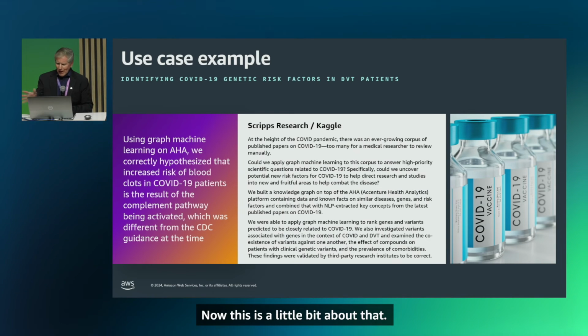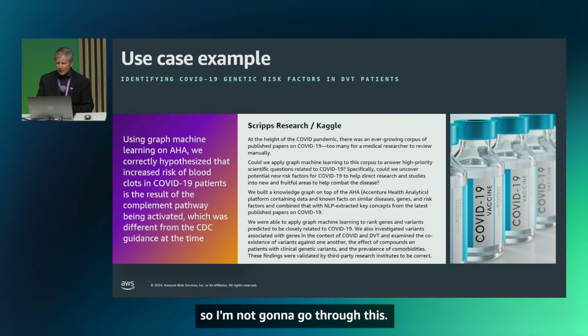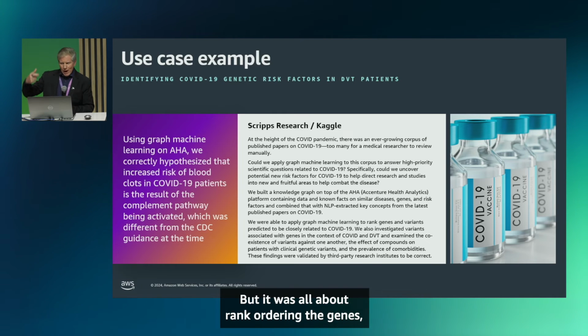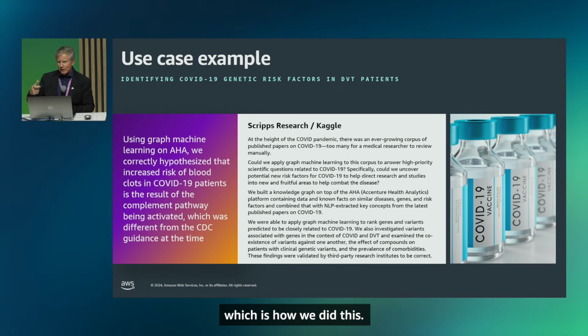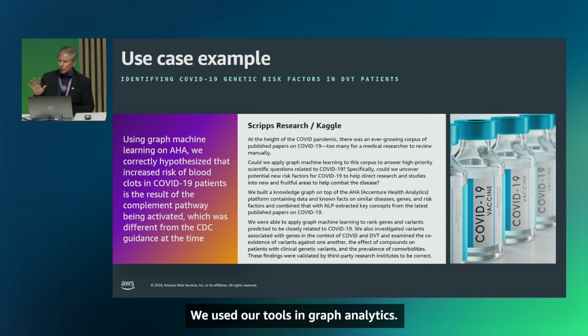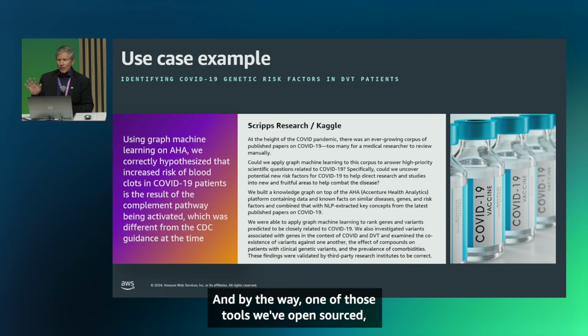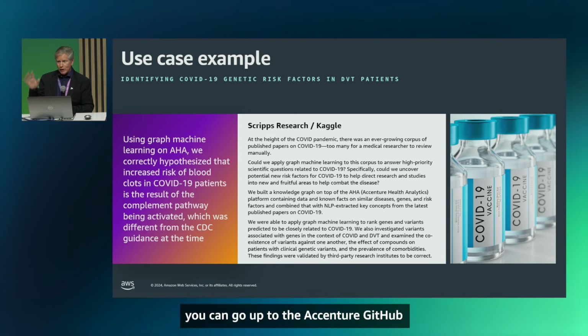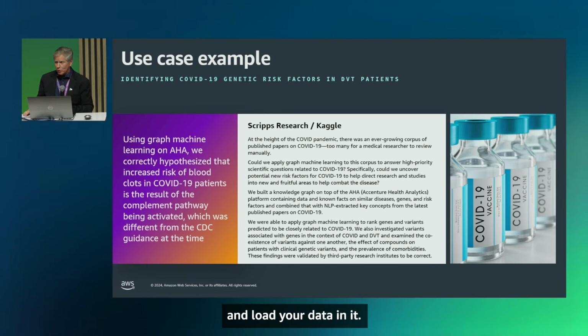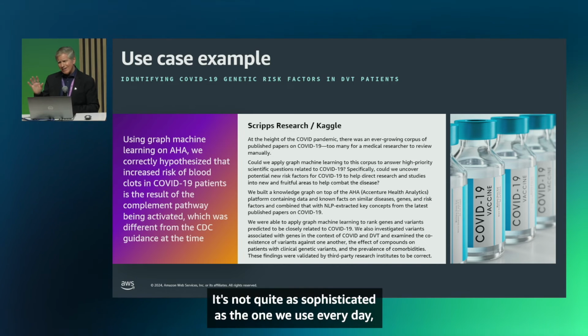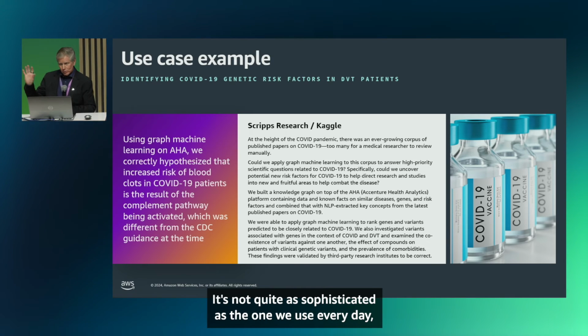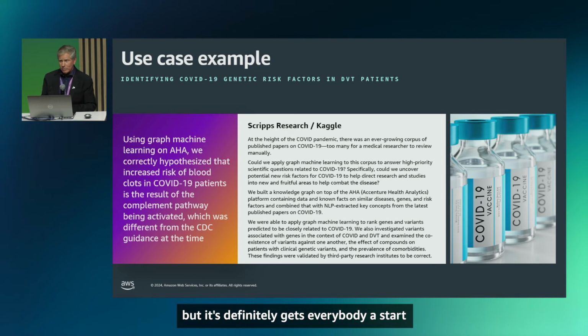This is a little bit about that. I just kind of covered that, so I'm not going to go through this, but it was all about rank ordering the genes, which is how we did this. We used our tools in graph analytics. And by the way, one of those tools we've open sourced. You can go up to the Accenture GitHub and pull down that graph analytic tool and load your data in it. It's not quite as sophisticated as the one we use every day, but it definitely gets everybody a start into graph analytics.